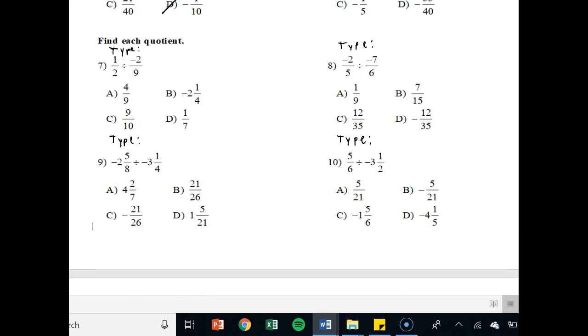All right, the next section says find each quotient. So again, the big thing here, label the type. So our type here is a DSN, different signs negative. And then you're always going to want to flip the fraction before you cross cancel. That's the biggest thing. So it becomes 1/2 times 9 over 2. So don't cross cancel until you flip.